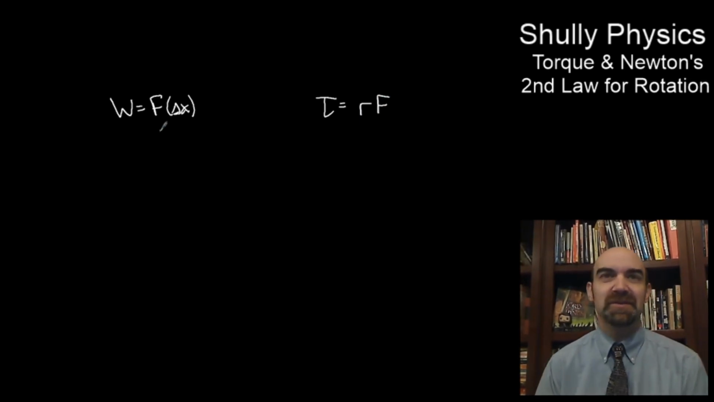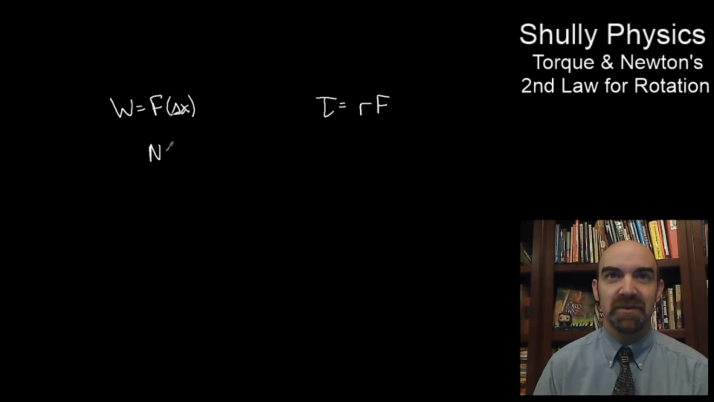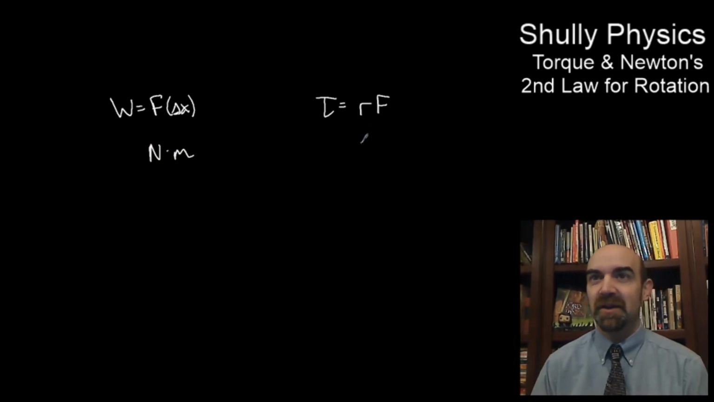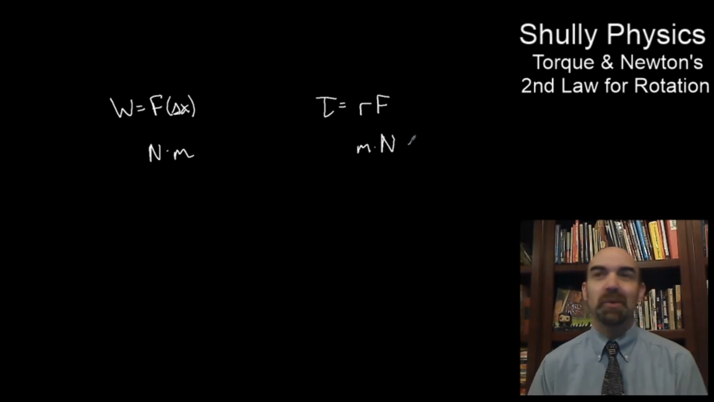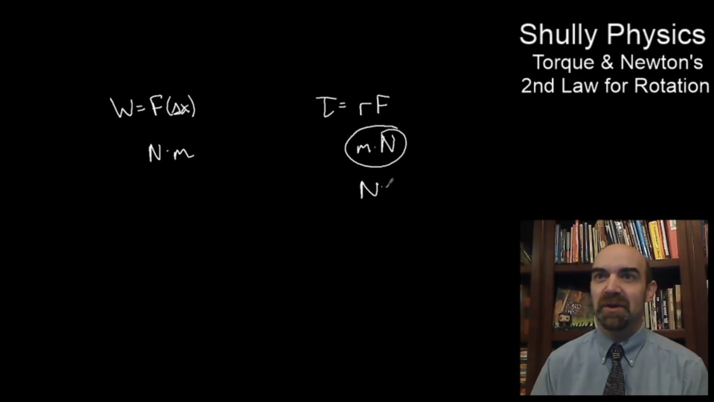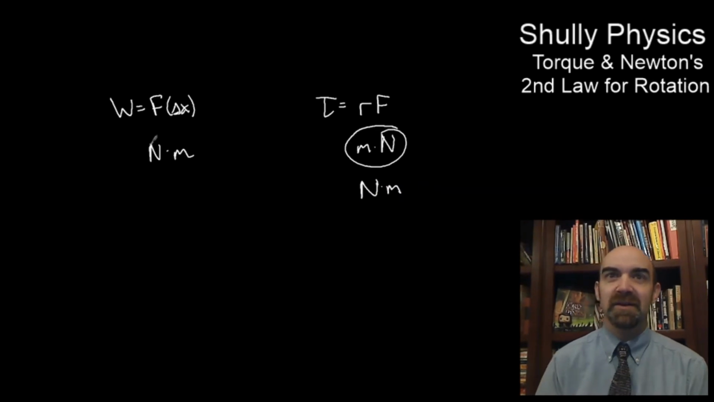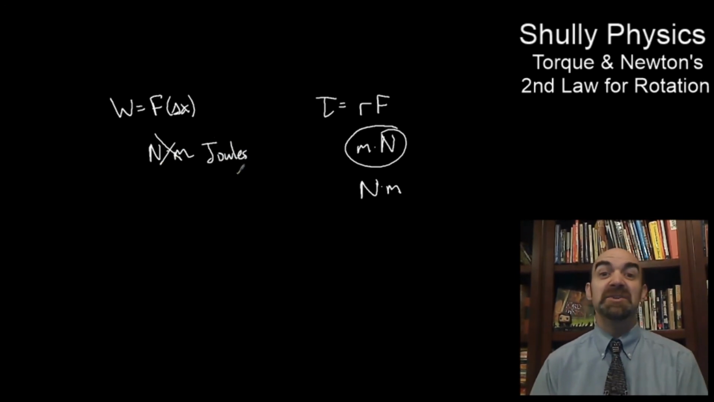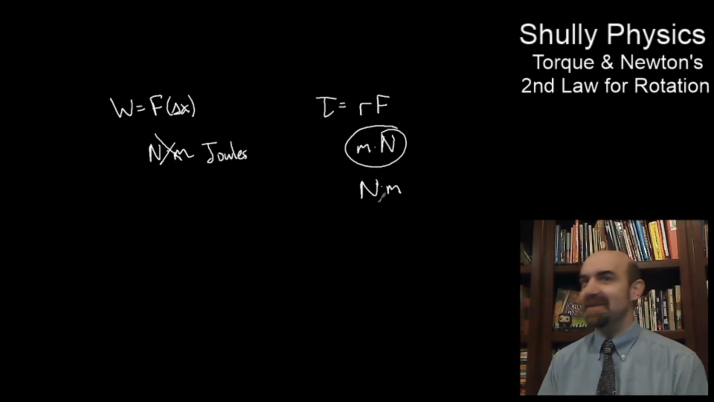Okay, if we look at these two in their generic forms, this is Newton times a meter, and R is in meters, F is in newtons. They're both the same, Newton meters. This one gets the Newton meter tag. This one, you never write Newton meters for work. You write joules. Okay? You write joules. This is Newton meters.